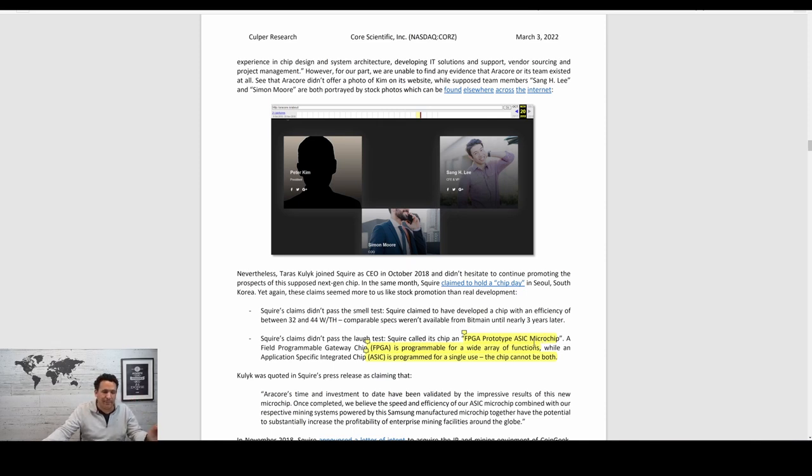You cannot have a miner that is both an FPGA and an ASIC. The two things are opposite. An FPGA is programmable for a wide array of functions, while an application-specific integrated circuit is programmed for a single use. The chip cannot be both. This is absolutely true. Anytime you see those types of claims, it should set off a red flag.